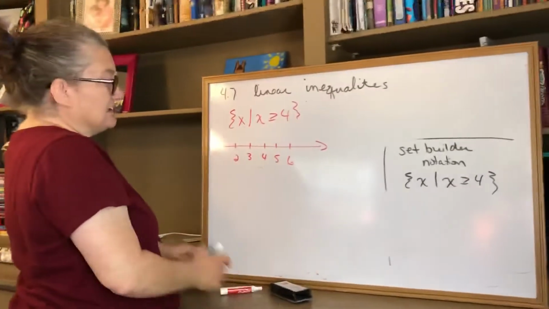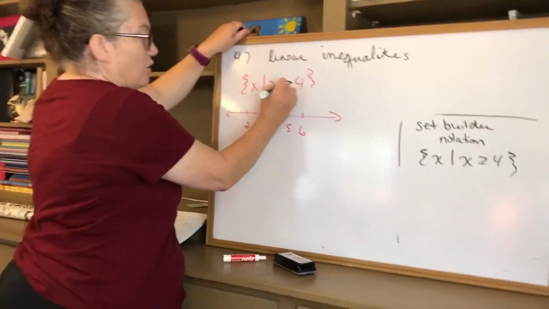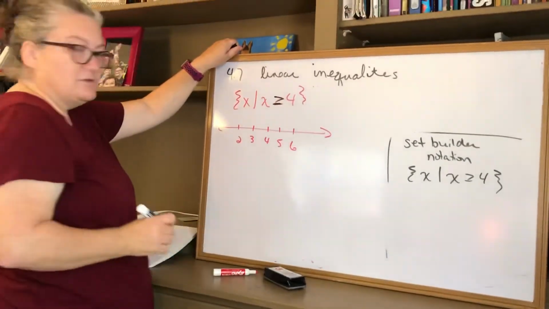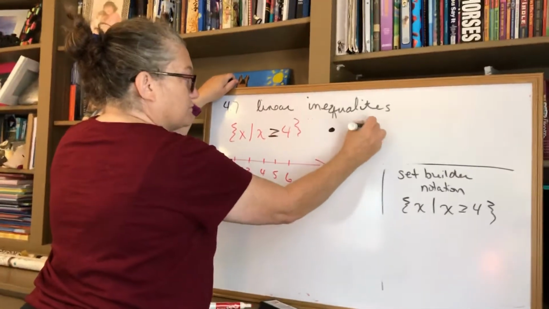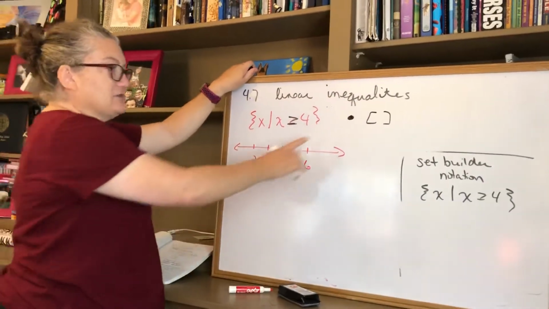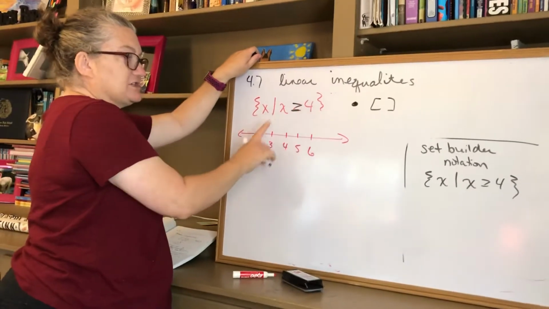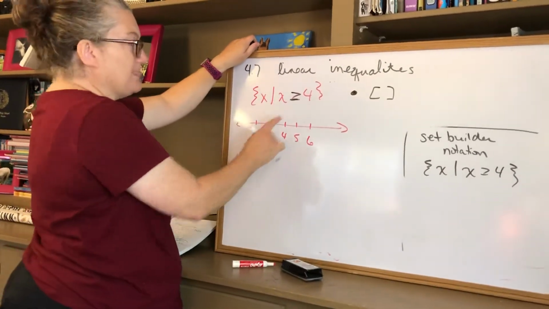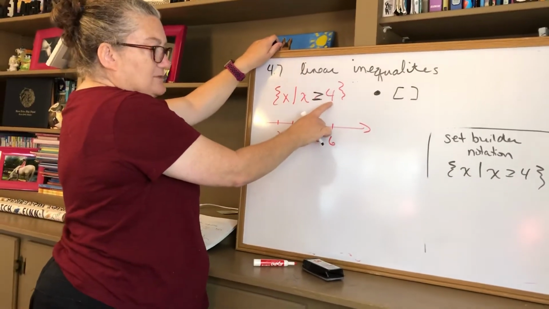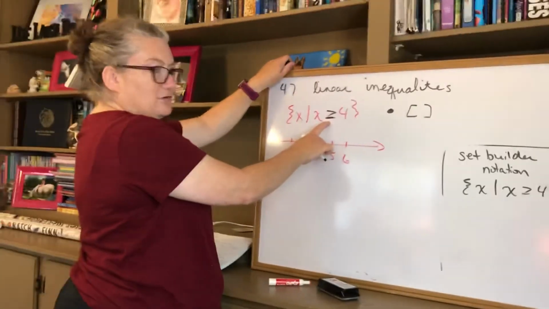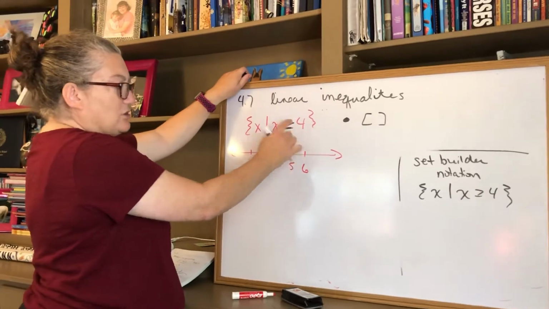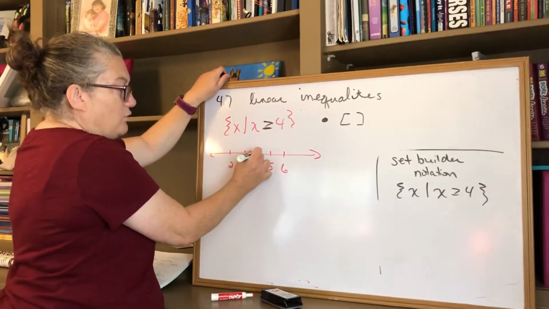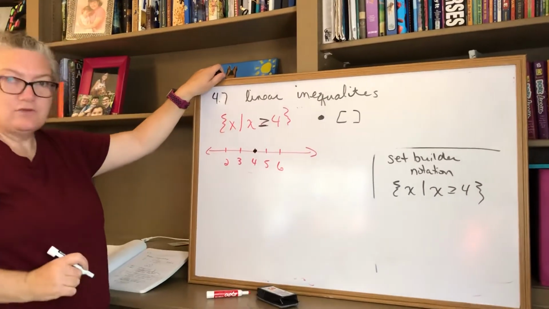Since this is greater than or equal, we're going to be using either a closed circle or those brackets. I usually start with a closed circle for these just because I don't know which way they're supposed to go yet. So I'm going to say that we always put a closed circle for greater than or equal or less than or equal, and it's going to be at 4. So we know we have something to do around 4.